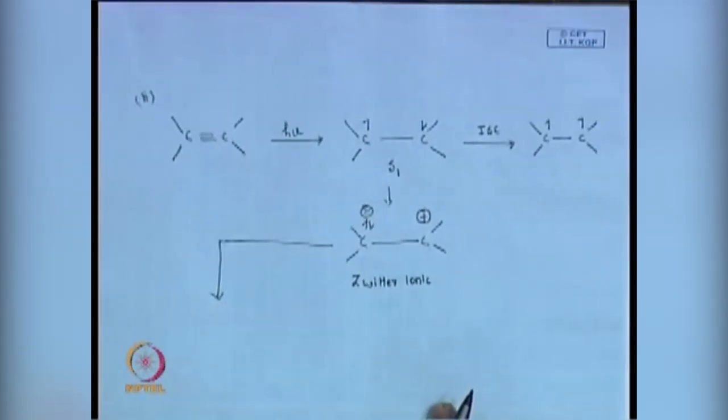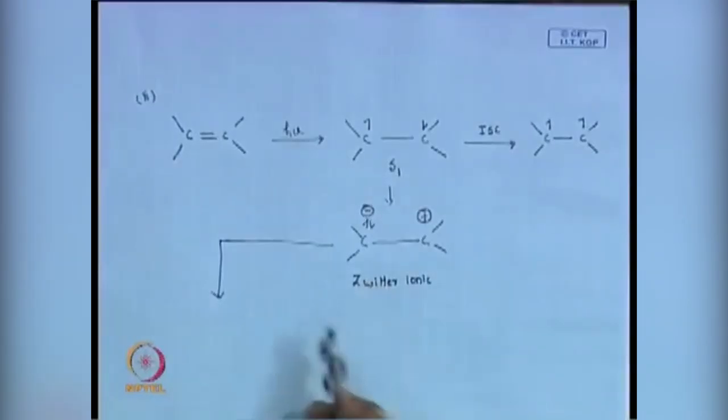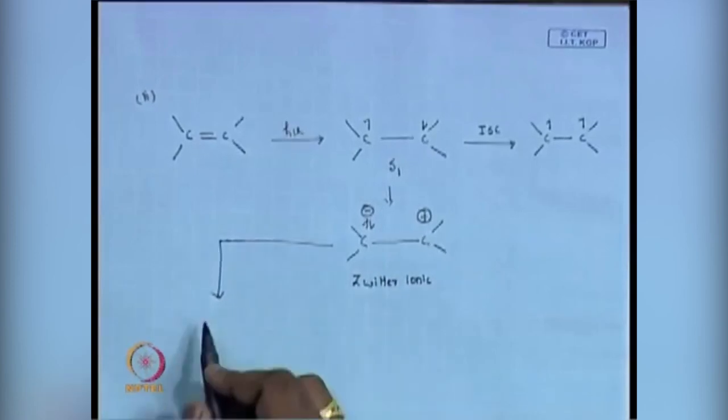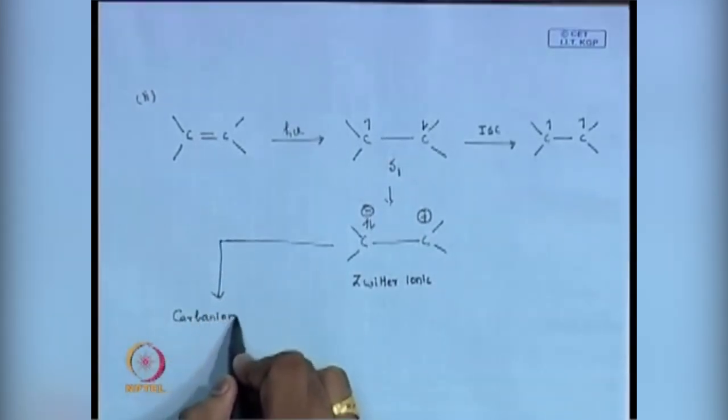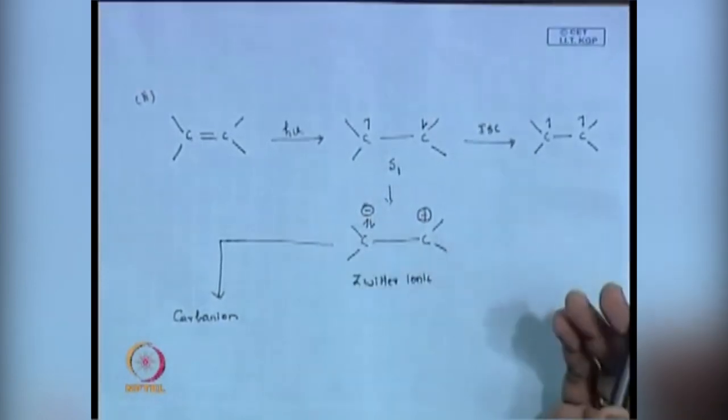Any reactions which you can see? There are many, I will tell you, but what do you think, if I get a zwitterionic species, what type of reactions can I think about? Yeah, one, you can think about your carbanion reactions, right? Because you have a carbanion, you can think about any carbanion reactions that are there.